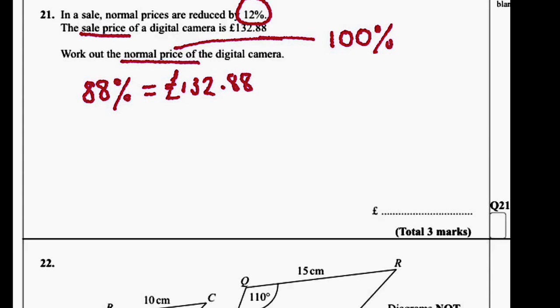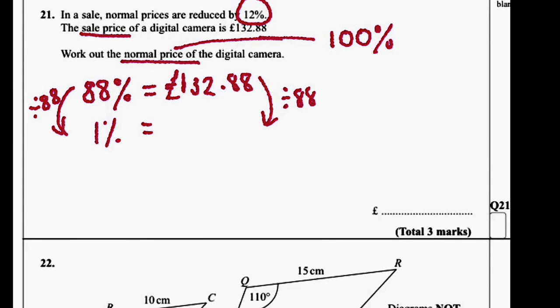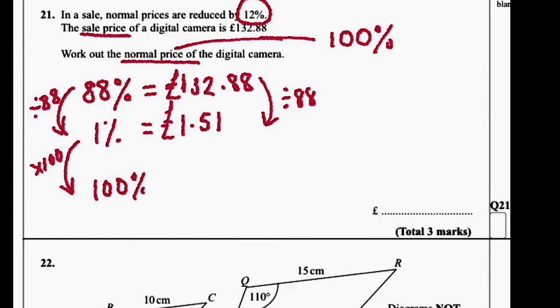So if 88% is equal to £132.88, if I divide that by 88, I'll get what 1% was worth. So I do that on my calculator. £132.88 divided by 88 tells me that 1% is equal to £1.51. And then I multiply my 1% by 100 to find out what 100% is. And my 100% was £151.